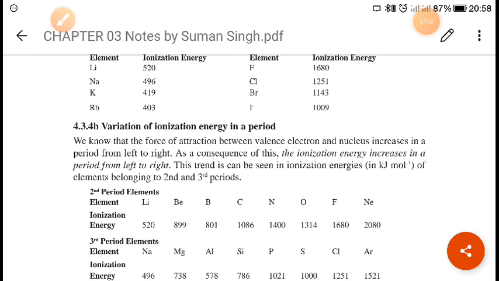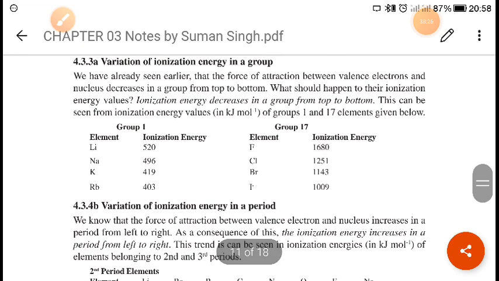So finally, the ionization energy of the elements decreases regularly going down the group. I hope you have understood what ionization enthalpy is. It is a very important topic for your exam.